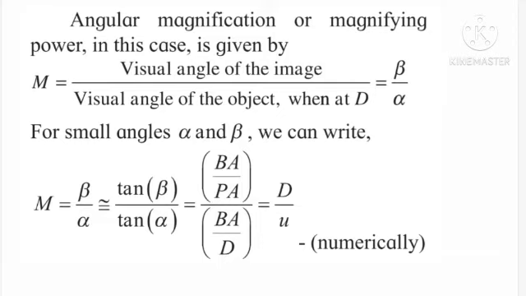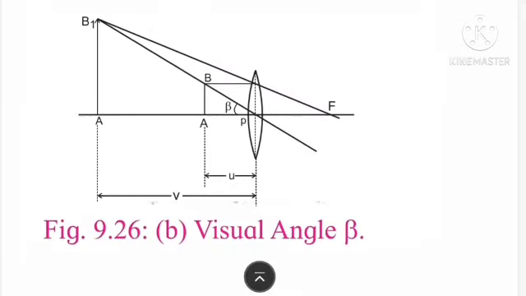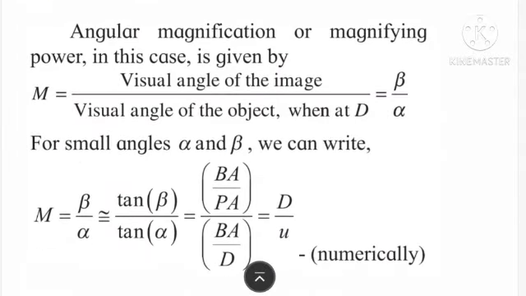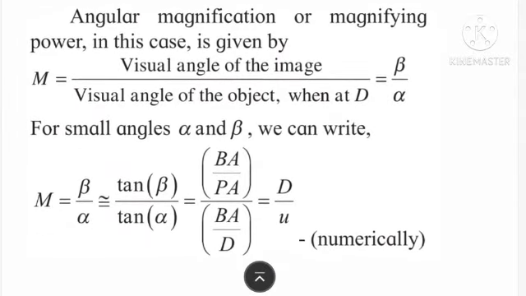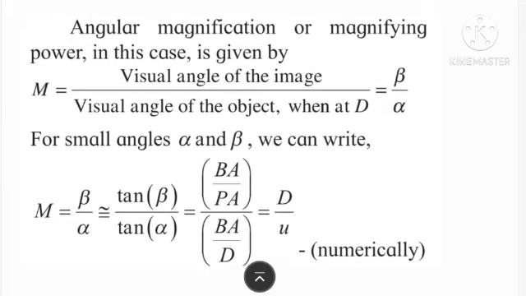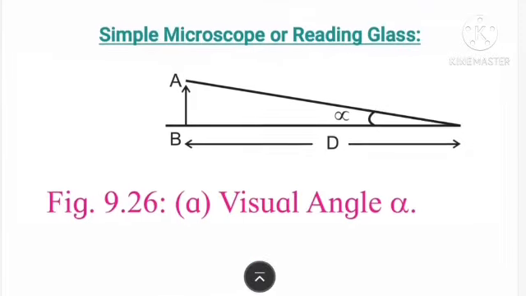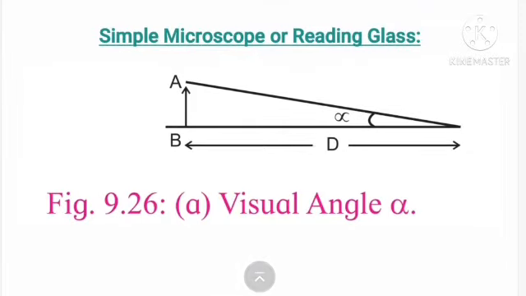For very small angles alpha and beta, we can write tan beta and tan alpha. If we look at the diagram, tan beta can be written as opposite side upon adjacent side. In this case, tan beta is BA upon PA, and in the first diagram we can see tan alpha is BA upon D, that is opposite side upon adjacent side in this right angle triangle.